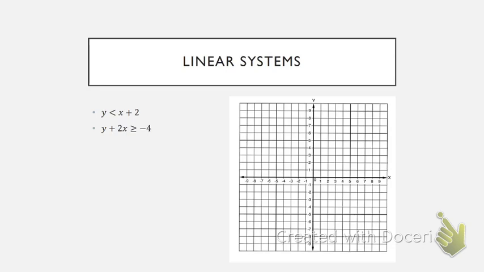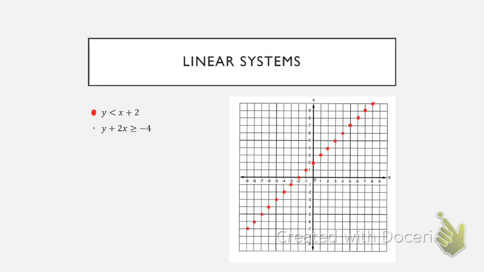So to do this, I need to graph both lines. I'm going to graph this line in red. To graph y is less than x plus 2, I'm going to graph the line y equals x plus 2. So I have a y-intercept at 2, and I have a slope of 1.